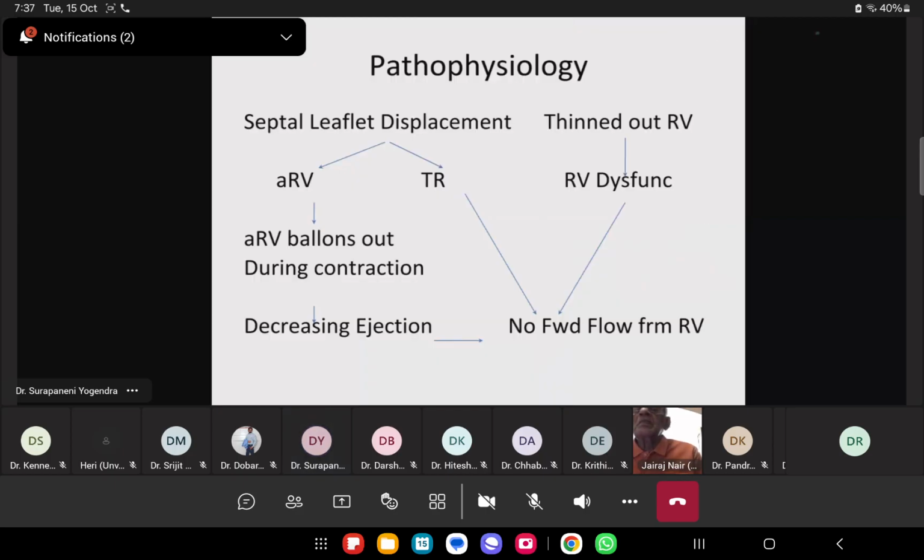Speak into your mic. Your voice is getting distorted.